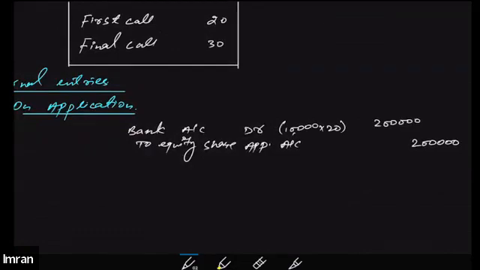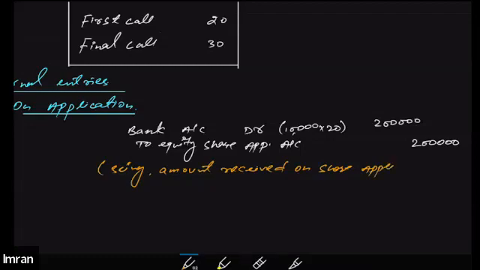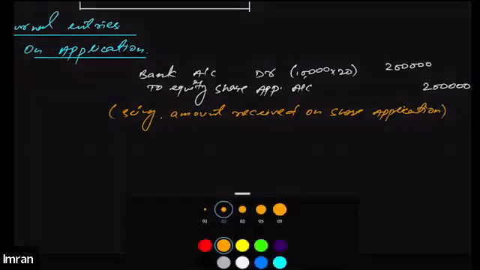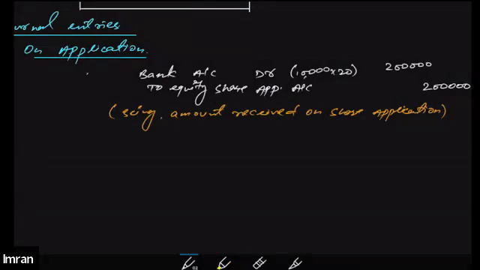All right, everyone, you can write down the narration as well, being amount received on share application. So this is the first part of the journal entry for the application. This is the journal entry for the receipt of application money.